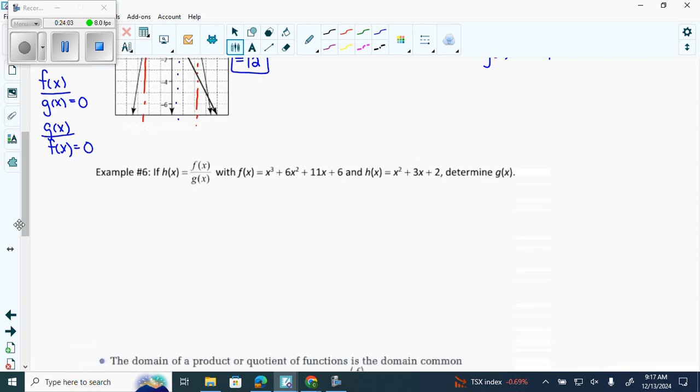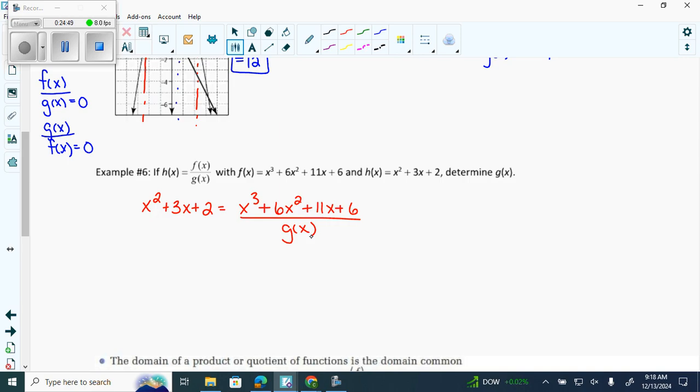Now this one actually doesn't just give us f and g, it gives us h, and we have to find f or g. So h of x is x squared plus 3x plus 2, and it equals f of x, which is x cubed plus 6x squared plus 11x plus 6, all over g of x. And I want g of x. So the easiest way to solve for a variable is to isolate it. So how do I isolate that g of x? Bring that bad boy up by multiplication, and now what's beside it, I bring down for division.